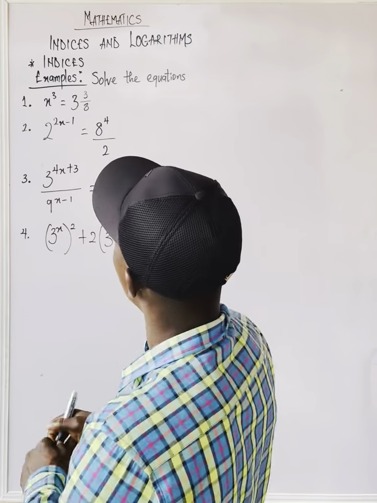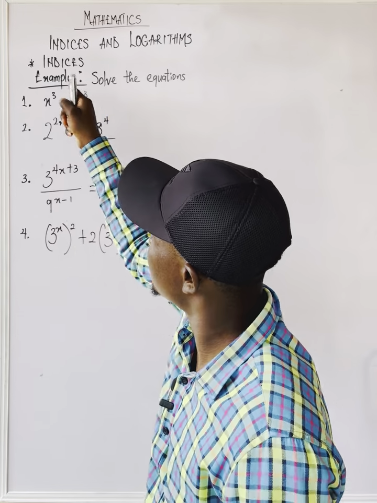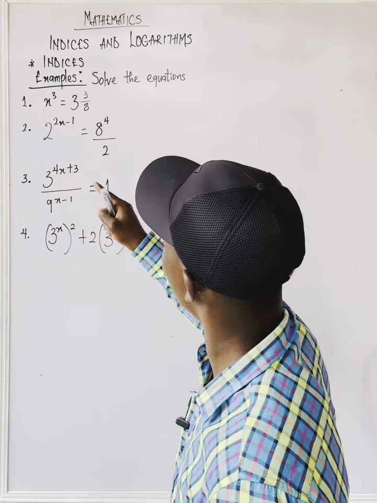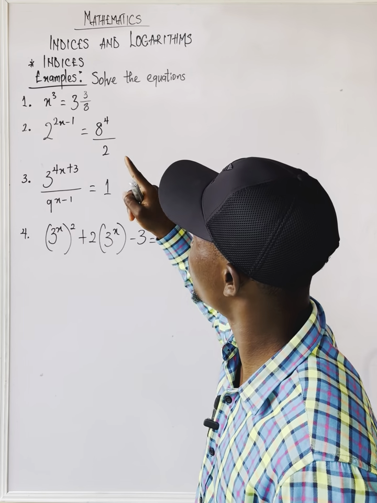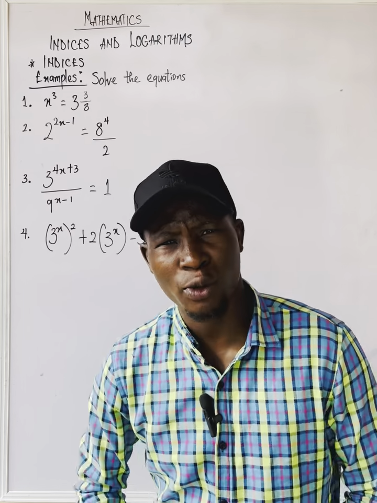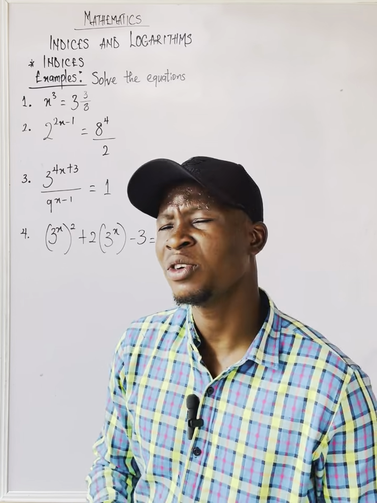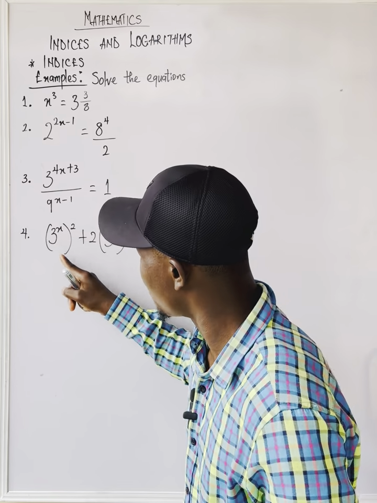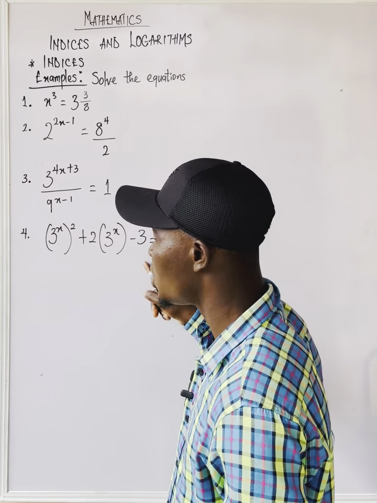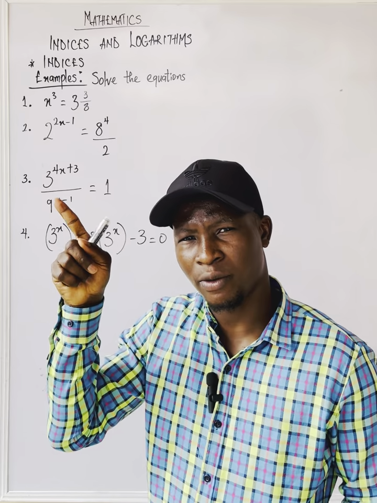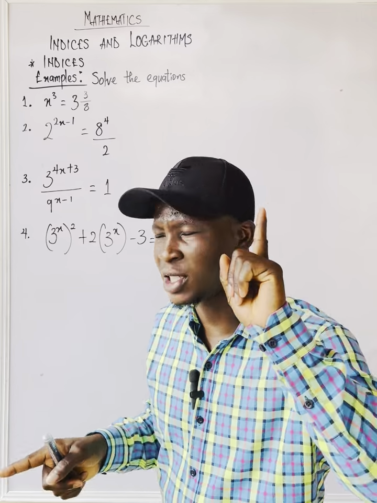Welcome back. So we are still under indices. Under the examples, we solved question 1, question 2, and question 3. Now we're on question 4. But if you have been following us in the previous video, there's a change in question 4, in the way I wrote it. So go back to the previous video and check question 4.